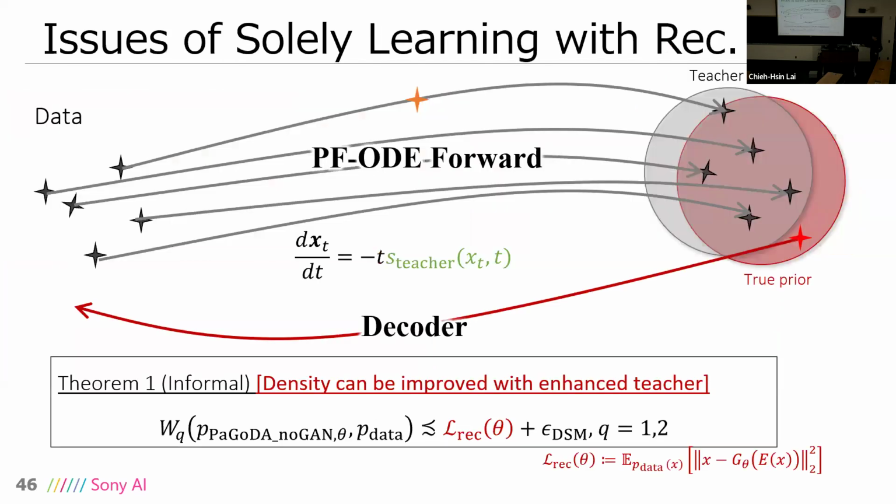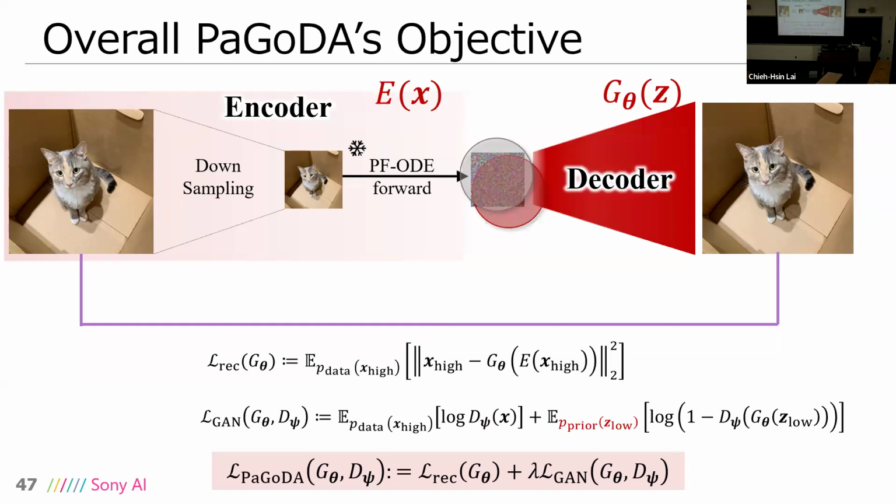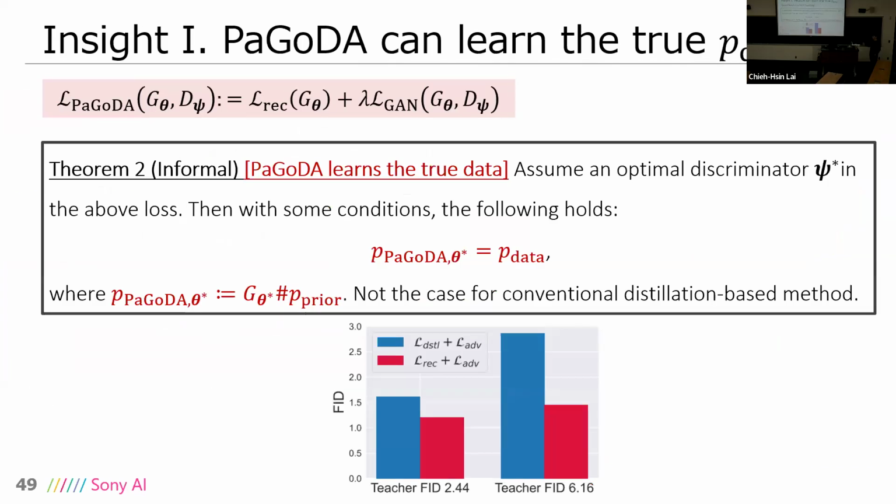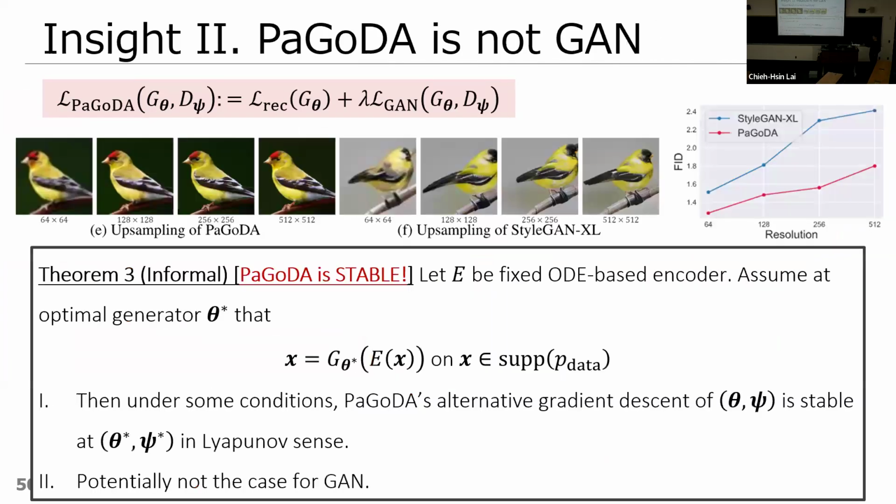And actually with this, we have certain guarantees that the optimal solution will be the ground truth data. And also we add some GAN to make the generation much better. And we can ensure that the GAN training with this kind of fixed diffusion model autoencoder will be stable.